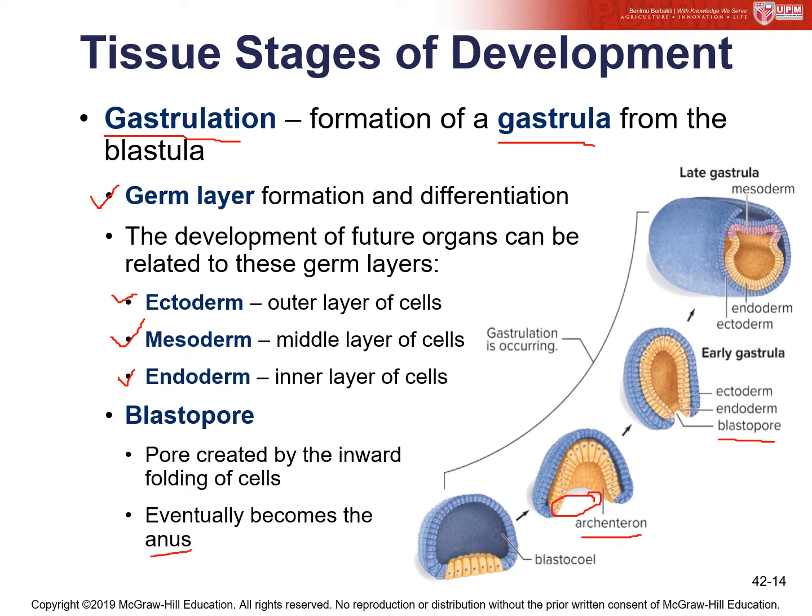And later, at the late stage of gastrulation, you can see here we will develop into three layers, which are the ectoderm, the blue one, the beige color, which is the endoderm, and the purple one, which is the mesoderm. This is the late part of gastrulation.